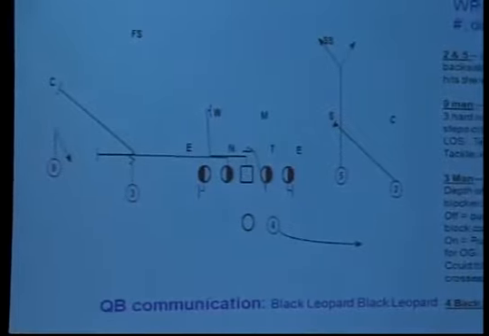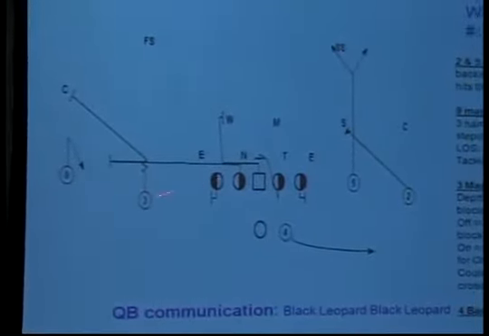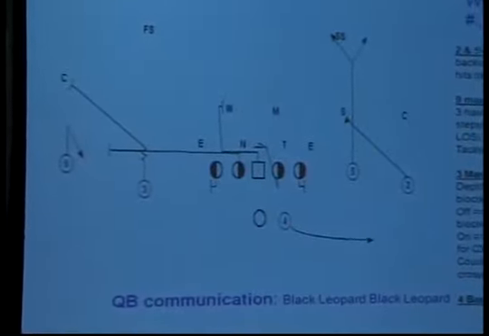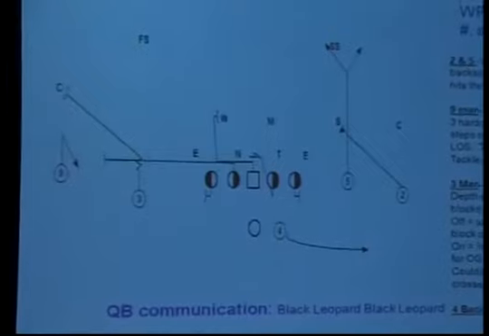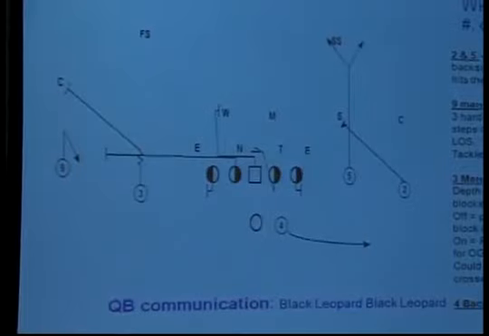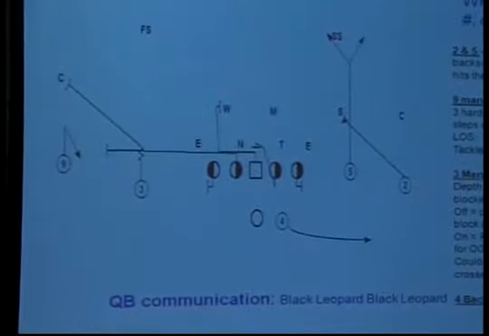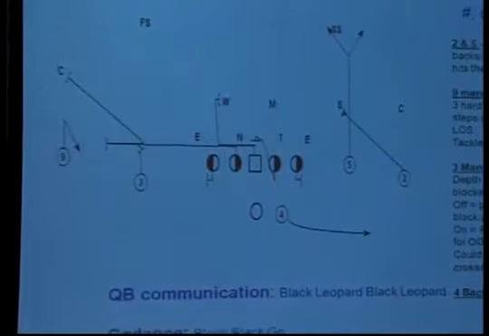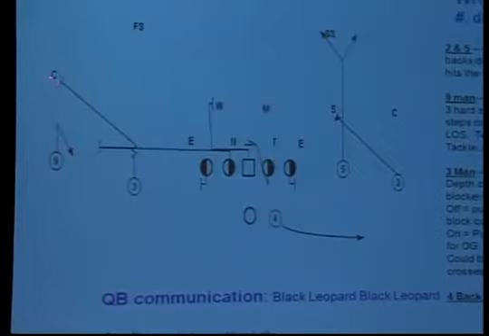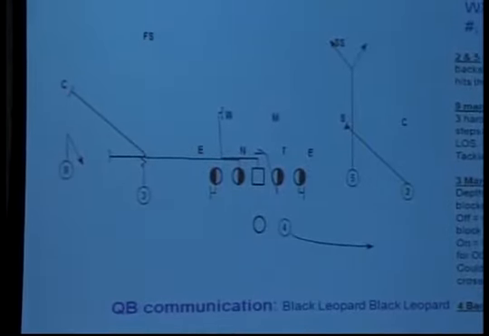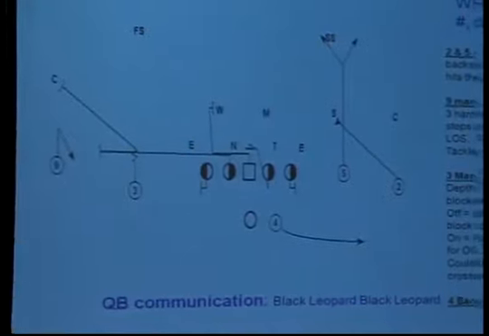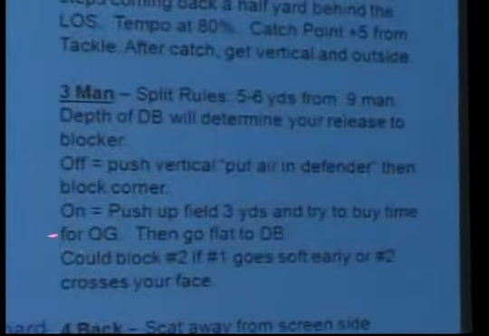3-man obviously has probably, him and the offensive line, the most important rule of this whole bunch. Split rules are +5 from the 9-man. Your depth of the defensive back will determine your release for the blocker. If it's an off coverage, you're going to push vertical, creating a little bit of air. Put air in the defender, and then you're working to the corner. The last thing we can have happen to us is a corner to beat us over the top. We don't want that. If it's an on coverage or a press coverage, then you're working to push up the field 3 yards and try to buy time for the offensive guard.